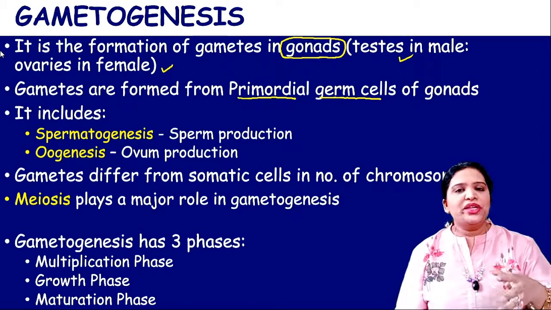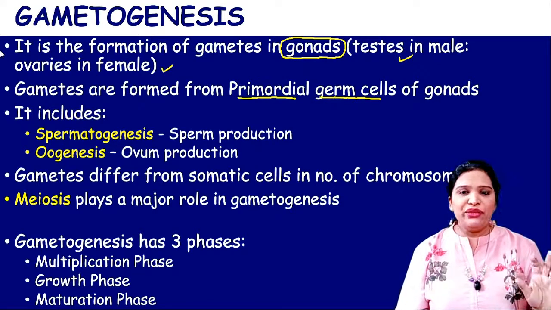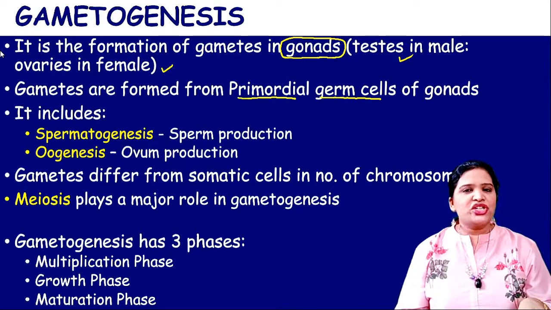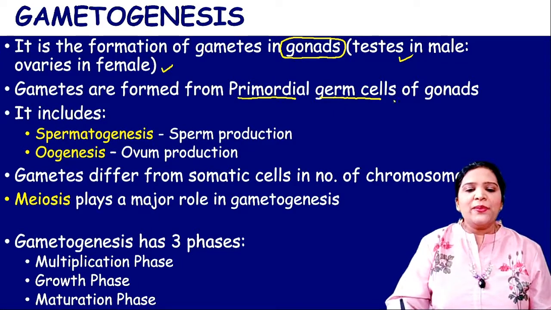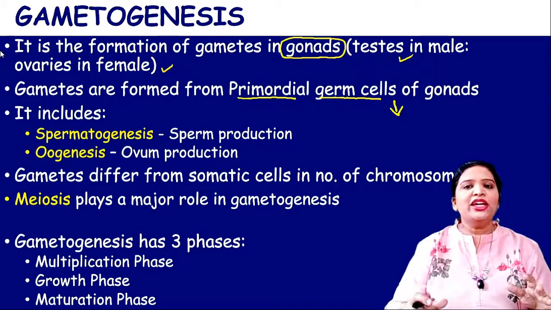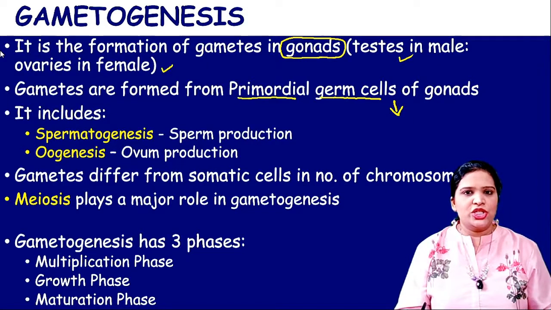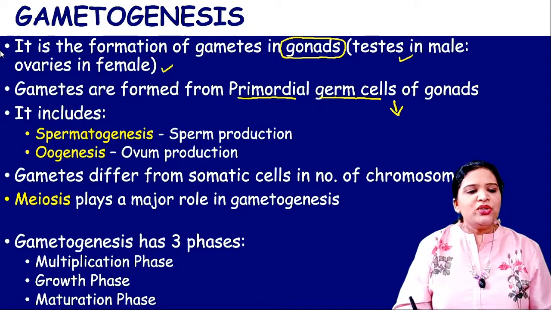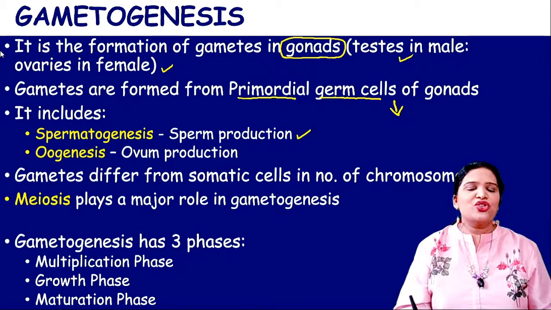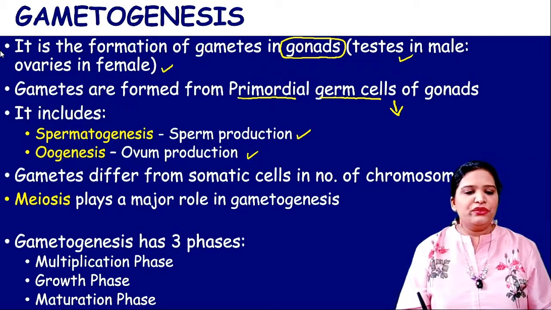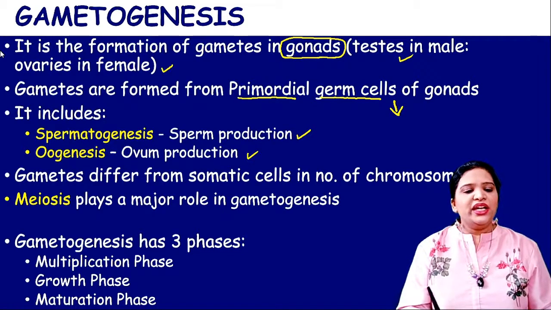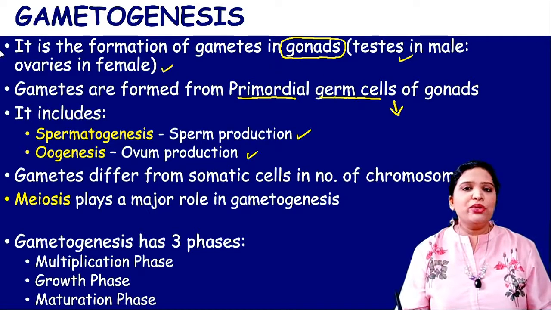That means the cells of the heart, the cells of the lungs, and so on, get differentiated to carry out every organ formation. During the differentiation of these cells, a group of cells called primordial germ cells migrate towards the gonads, and those cells become gametes in the later stage. Gamete production includes sperm production, which is called spermatogenesis in male, and ovum production, which is called oogenesis in female. These gametes differ from the somatic cells in the number of chromosomes.